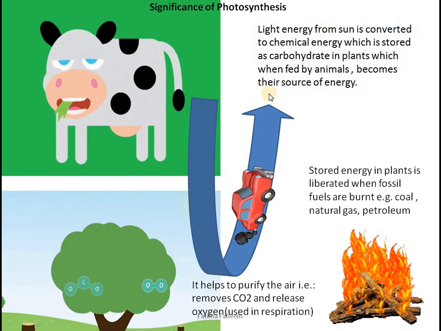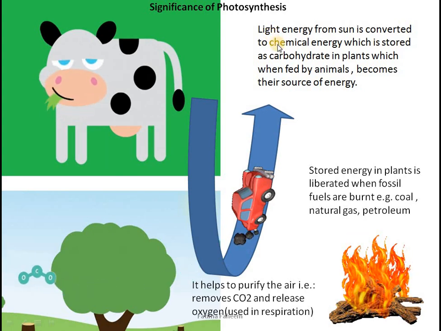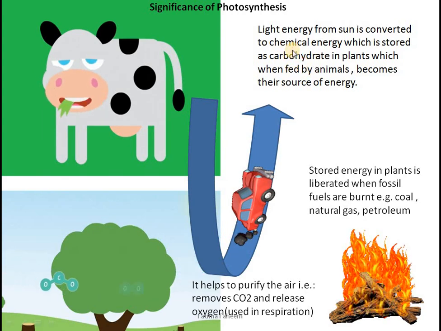Light energy from the sun is converted to chemical energy, which is stored as carbohydrate in plants, which when fed by animals become their source of energy. So we know there are certain animals called herbivores which are directly dependent upon plants for their feeding requirements. So this light energy which was taken from the sunlight is converted by chlorophyll into chemical energy. This chemical energy is stored in the form of material in the plants such as glucose, sucrose and many other forms, starch also. These plants when fed by animals would become source of energy for them.